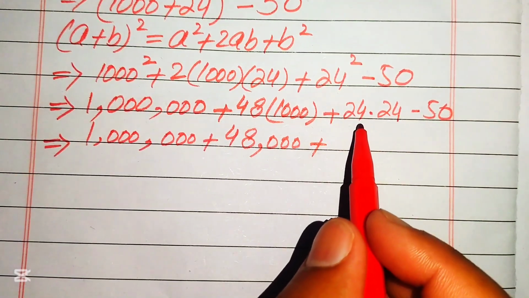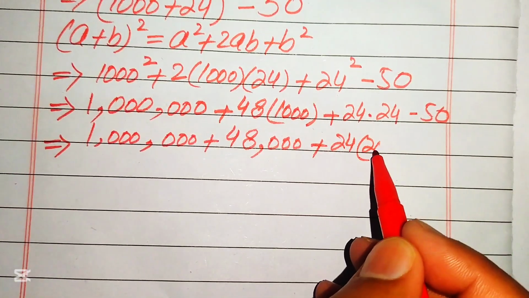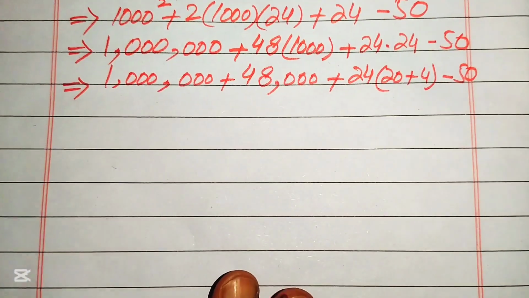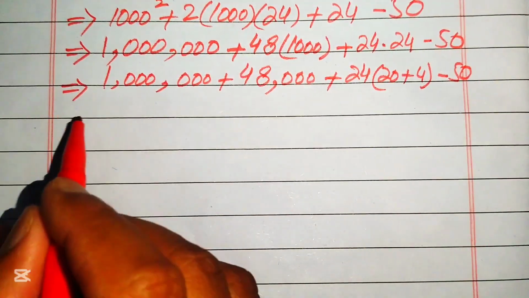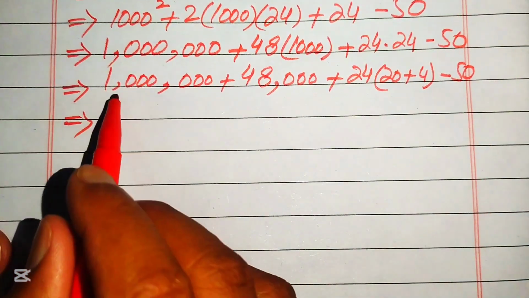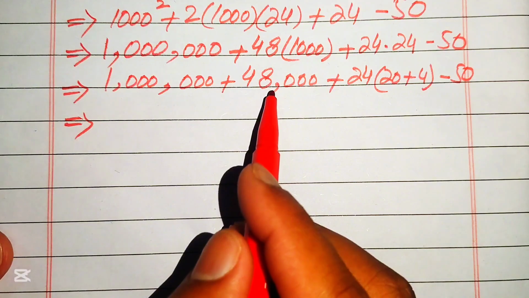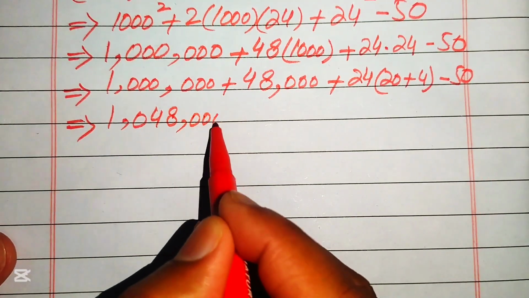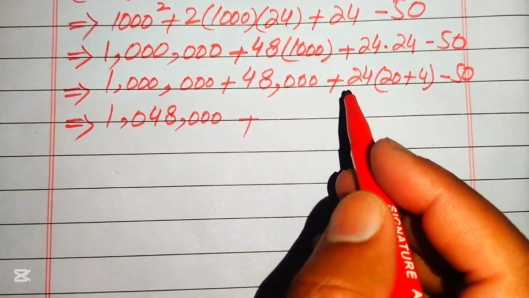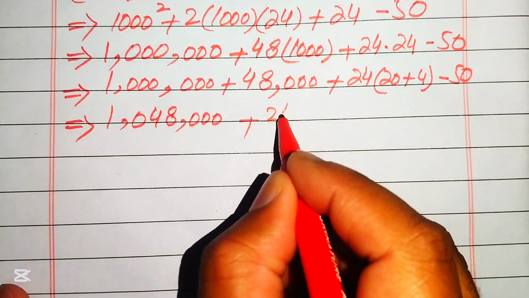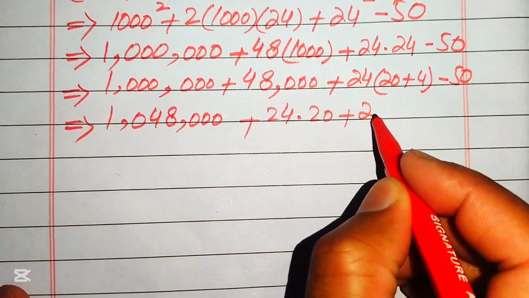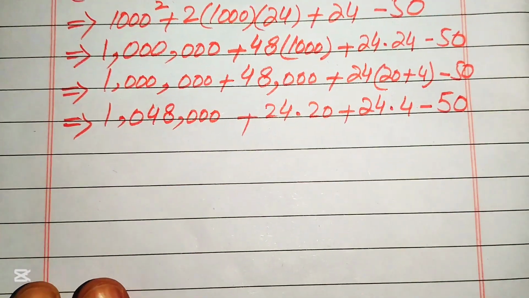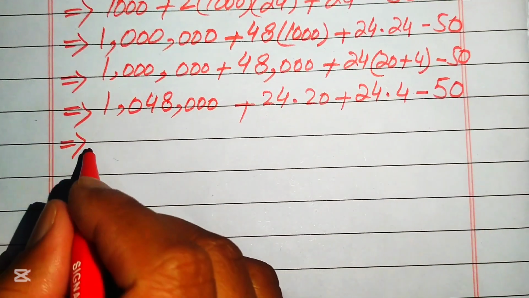48,000. Plus, here we multiply 24 times 24, so we break this 24 as 20 plus 4, minus 50. In the next step, first we add these two values by the traditional method of addition: 1 million plus 48,000, which is written as 1 million 48,000. Plus, we multiply 24 with both of these values, so it is 24 multiplied by 20 plus 24 multiplied by 4, minus 50.